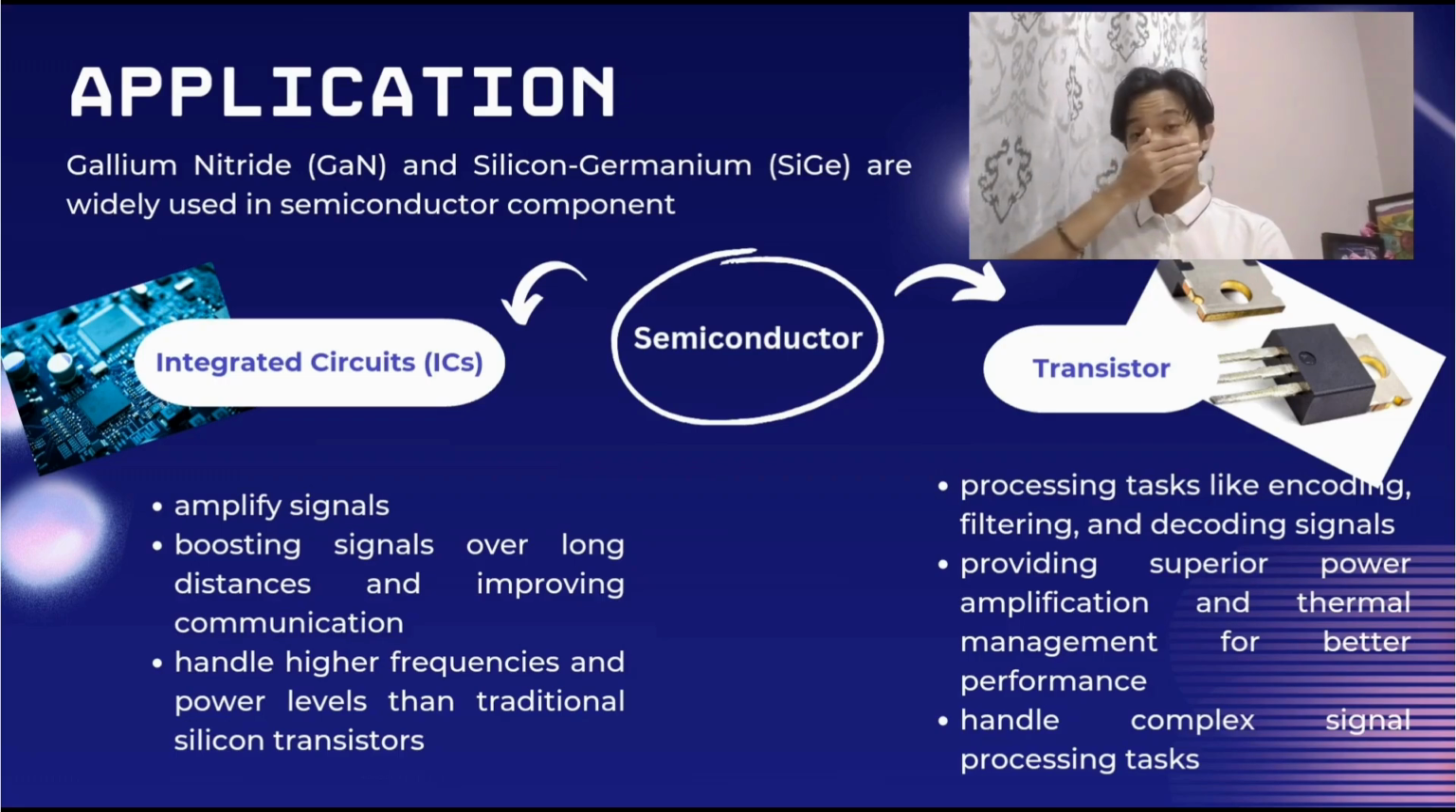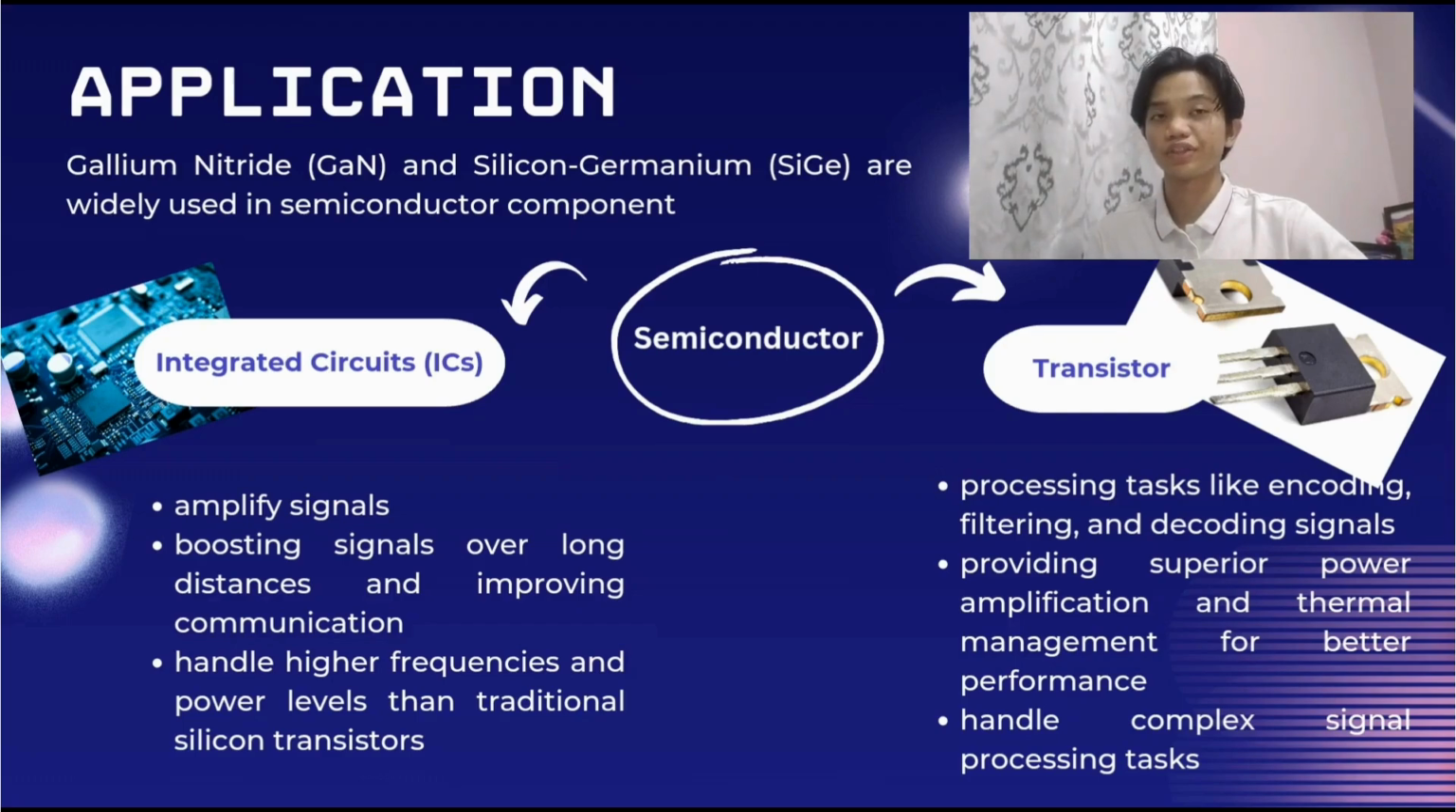Next, the application in the integrated circuit or ICs. What is the function of IC? The function is to amplify the signal. It's boosting signal over long distance and improving communication. With gallium nitride and silicon germanide, it can handle higher frequency and power level than traditional silicon.